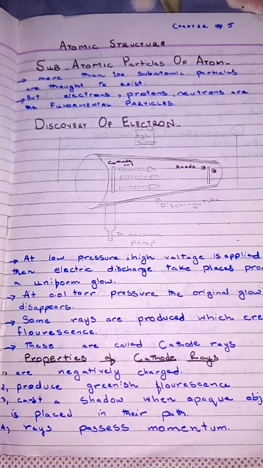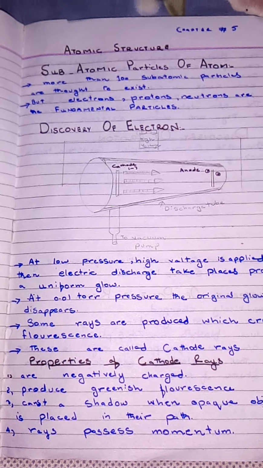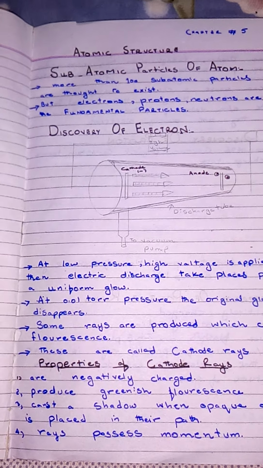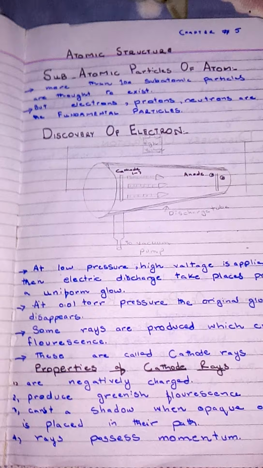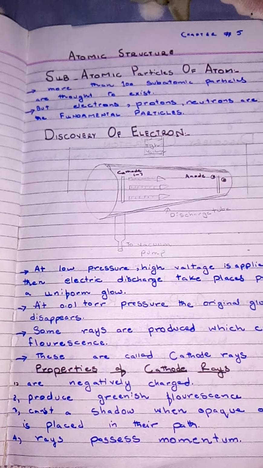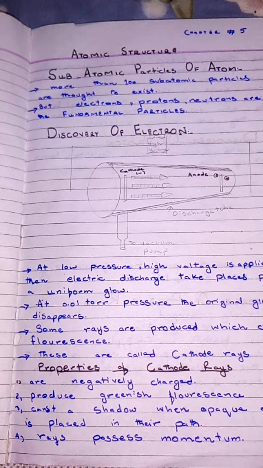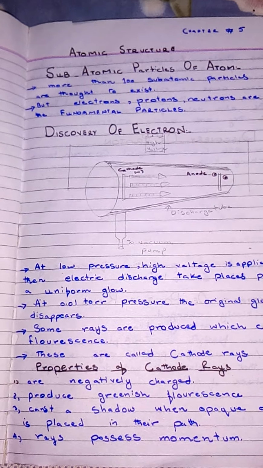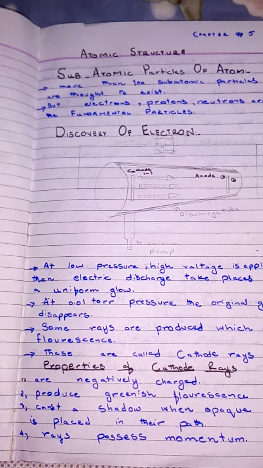The color of the fluorescence depends upon the composition of the gas or of the glass. Different gases and vapors of different substances were used in the discharge tube. Also, different metals were used as electrodes, but always the same rays were produced.